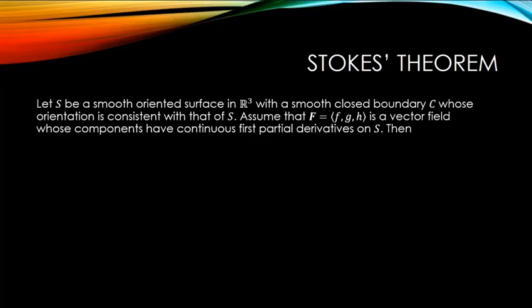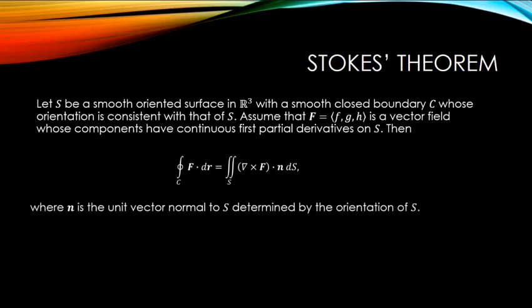So the formal definition of Stokes' theorem is: let S be a smooth oriented surface in R3 with a smooth closed boundary C whose orientation is consistent with that of S. We're going to assume that my vector field F is given by a vector with components f, g, h, and that it is a vector field whose components have continuous first partial derivatives on the surface S. Then the closed integral over C of F dotted with dr is equal to the double integral over S of del cross F dotted with n dS, where n is the unit vector normal to S determined by the orientation of S.